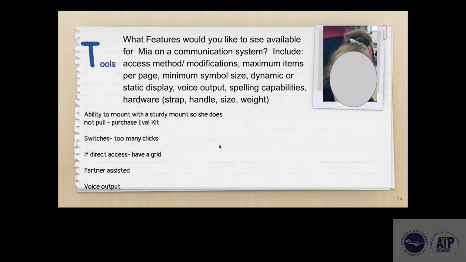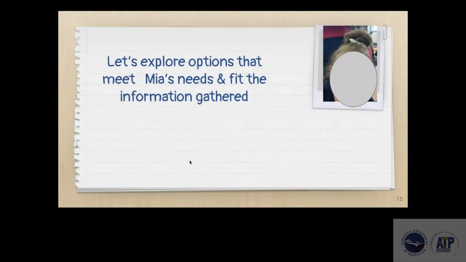And we brainstormed switches, but then the team felt it was too many clicks. If it was direct access, it would need to have a grid, and the option of partner assisted. And she definitely did better when something had the voice output support, gained her attention, and also communication partners' attention. So then the next step is for me to explore options that meet the student's needs.